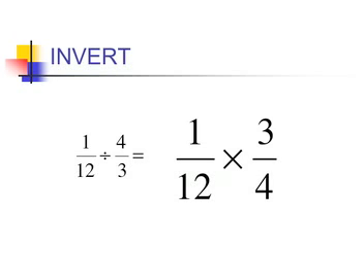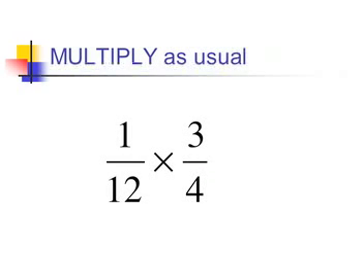So we're going to invert the second factor. So 1 over 12 divided by 4 over 3 becomes 1 over 12 times 3 over 4. Do you see how I just flipped the 4 over 3 upside down? I inverted it. Now we're going to multiply as usual.